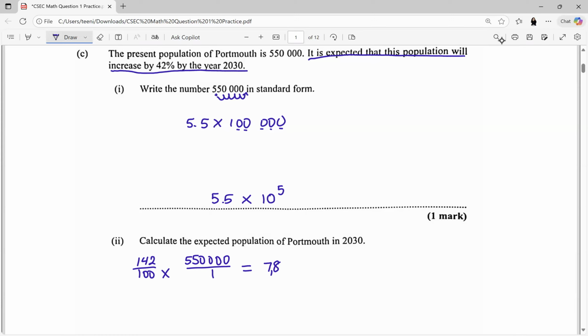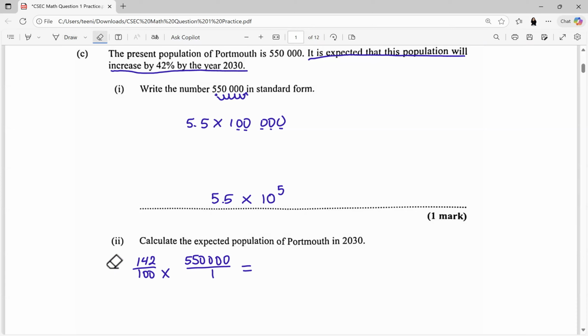Oops, I wrote the wrong thing. 78,100,000. Is this what you got, Nia? Well, miss, right now I'm confused. I get 781,000. Wait, let me check. Let me calculate. I made a mistake. Sorry.